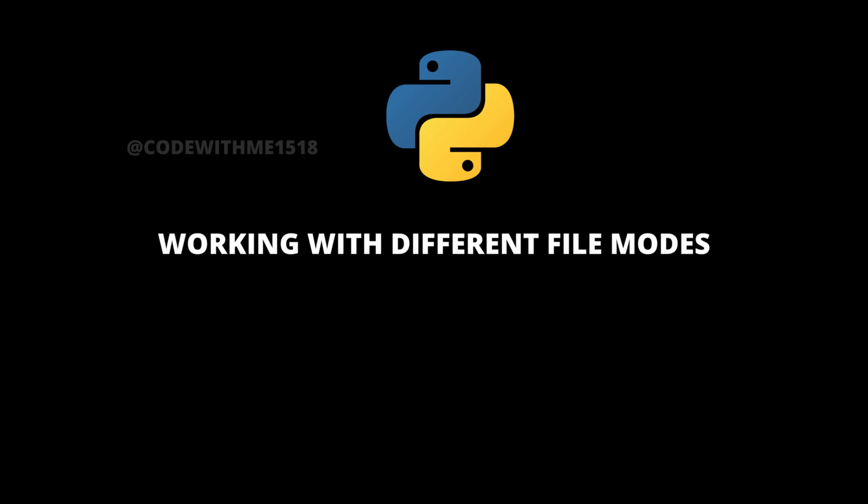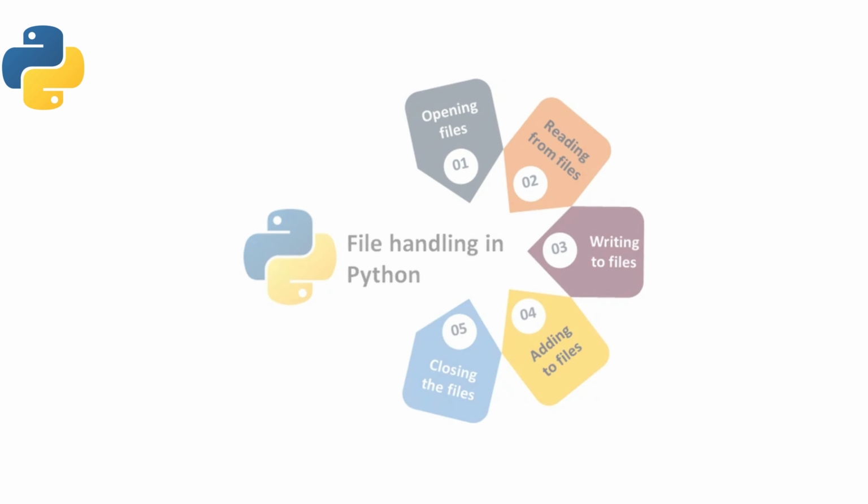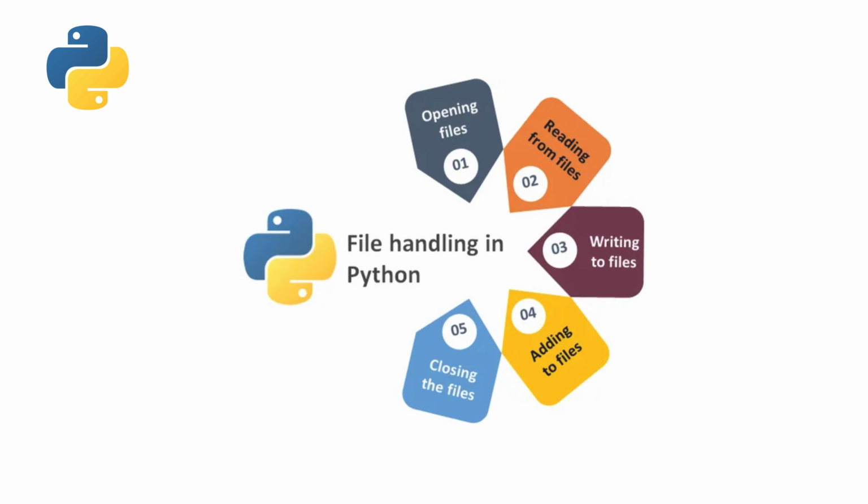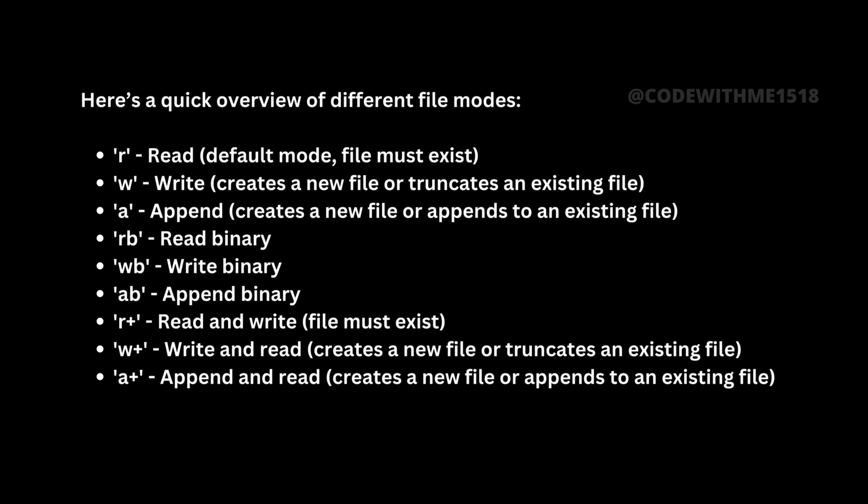Next, let's explore different file modes. Besides reading, R, writing, W, and appending, there are modes for working with binary files and more. Here's a quick overview of different file modes. R, read, default mode, file must exist. W, write, creates a new file or truncates an existing file. A, append, creates a new file or appends to an existing file.